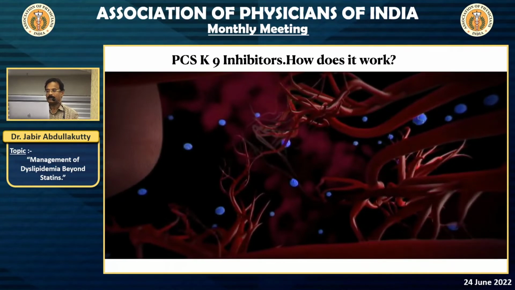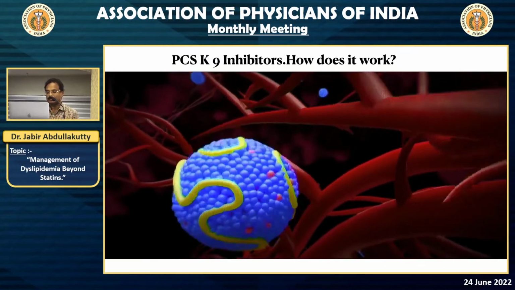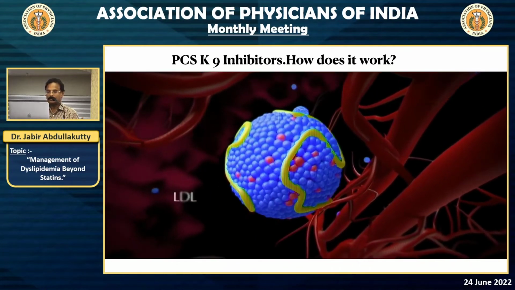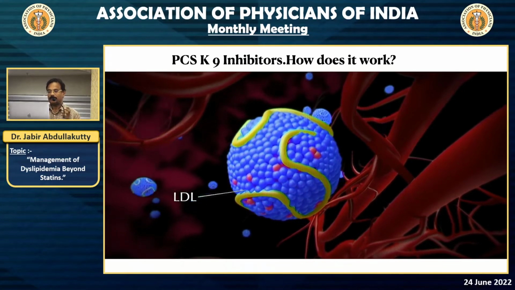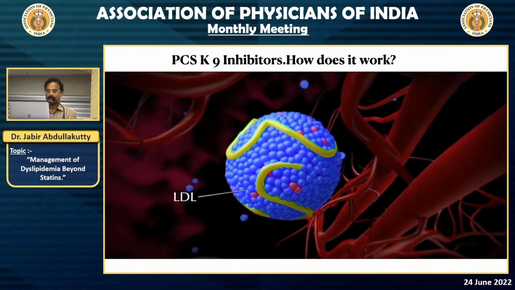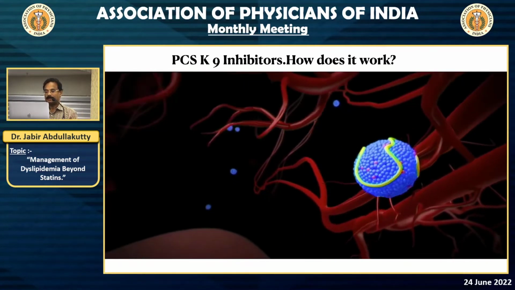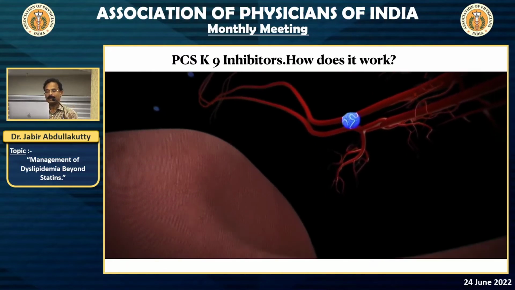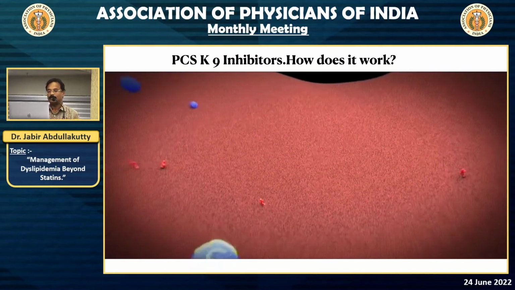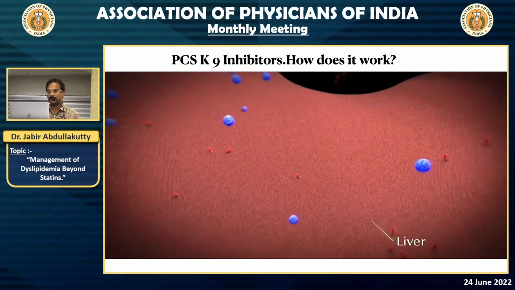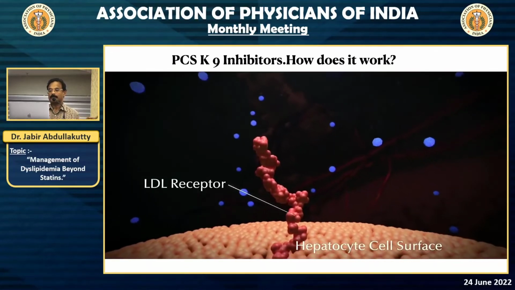So the PCSK9 inhibitor is something which may be a revolution in the therapy of lipid abnormalities. The way it works: the LDL comes and binds to the LDL receptors on the liver surface. And when PCSK9 is present, the PCSK9 plus the LDL receptor and the LDL will be taken to the lysosomes. Normally when the LDL receptor plus LDL go to the lysosome for degradation, the LDL is degraded and the receptor comes back to the surface.